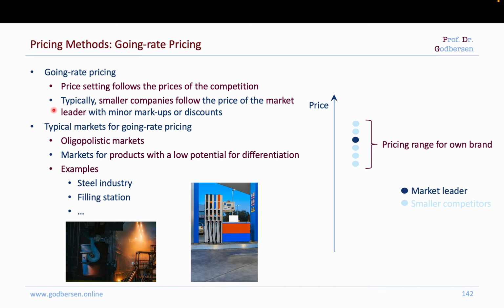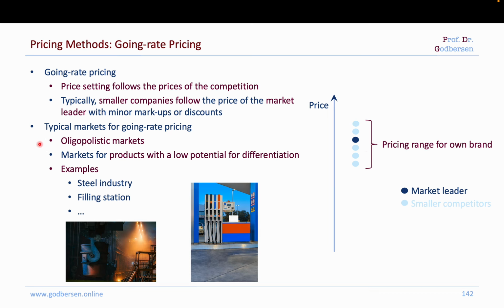follow the market leader. And then you can see, as this example hopefully clarifies, you have the market leader, the Royal Navy blue one, and all the competitors, the Royal Air Force blue, and this is the range where you can set your price for your brand, and then you're going slightly up or slightly down.